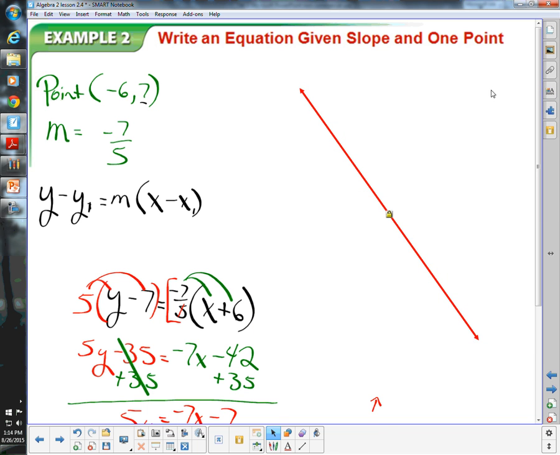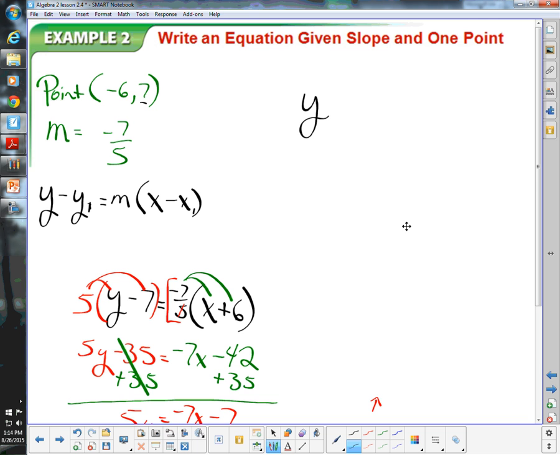Okay, I got it all cleaned up here. All right, now watch this, because this one is not on your worksheet. Same type of problem, but the method's not on your worksheet. All right, y equals mx plus b.